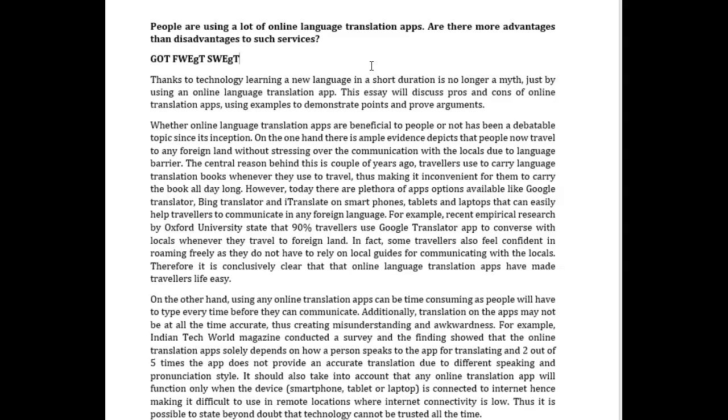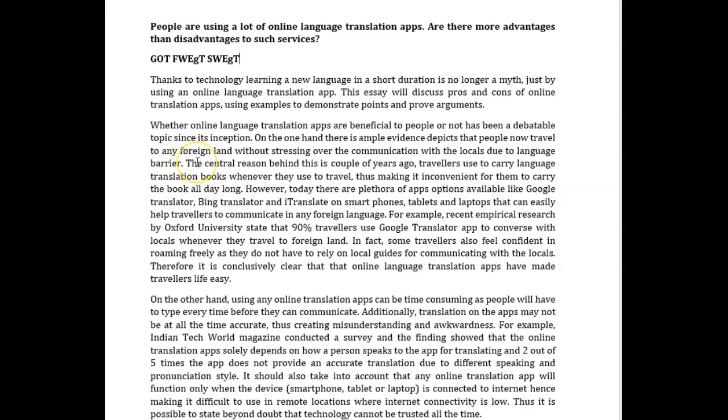All right, so whether online language translation apps are beneficial to people or not has been a debatable topic since their inception, because it's apps, right? Okay, all right. On the one hand, there's ample evidence that depicts people. How about this? On the one hand, ample evidence depicts that people now travel to any foreign land without stressing over the communication with the locals due to language barriers, plural.